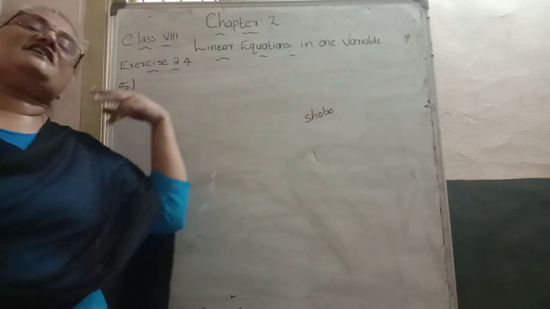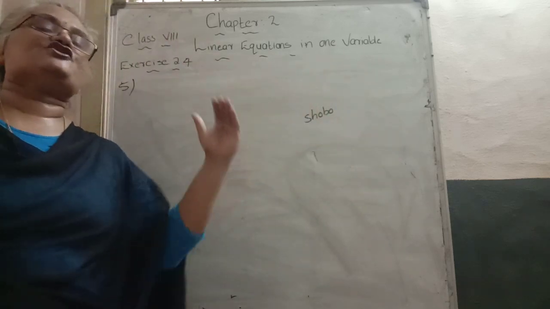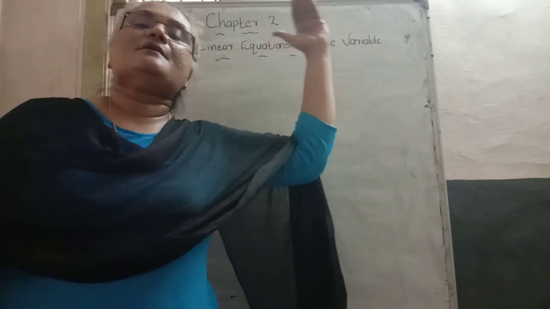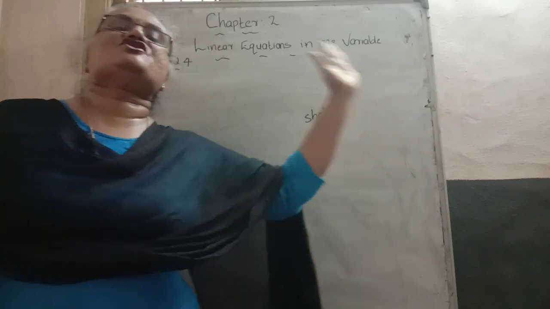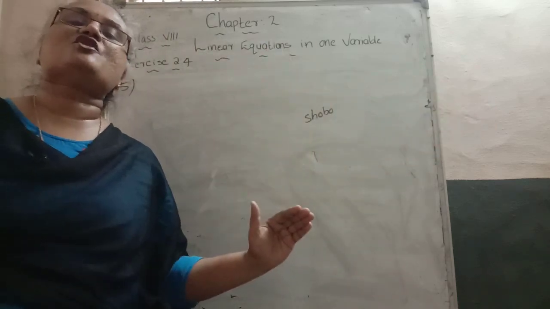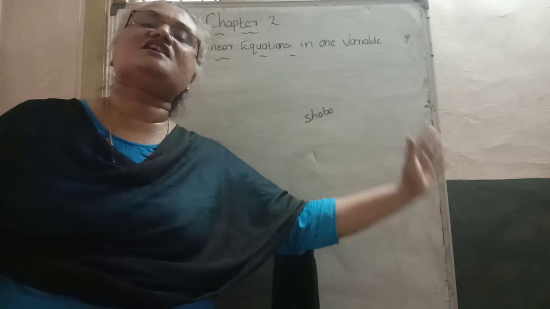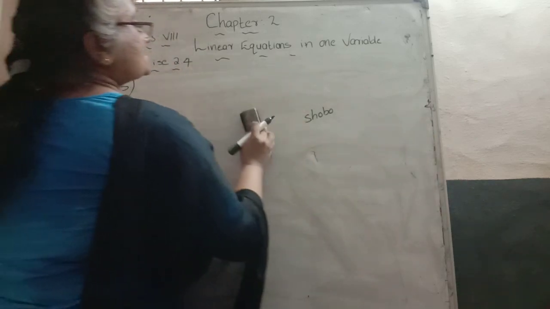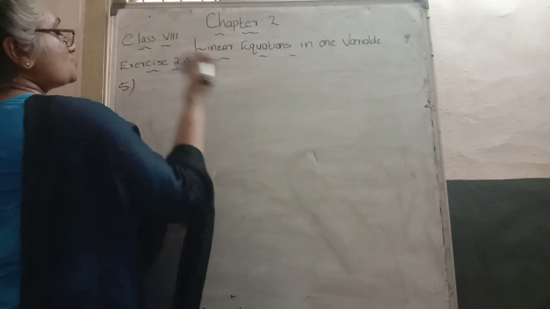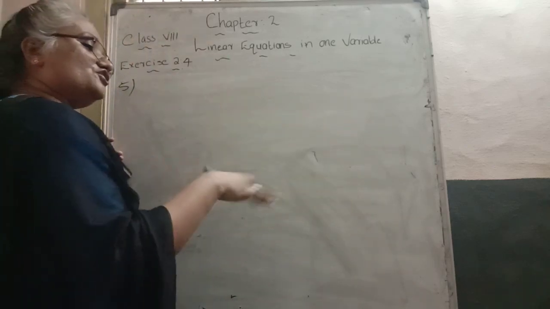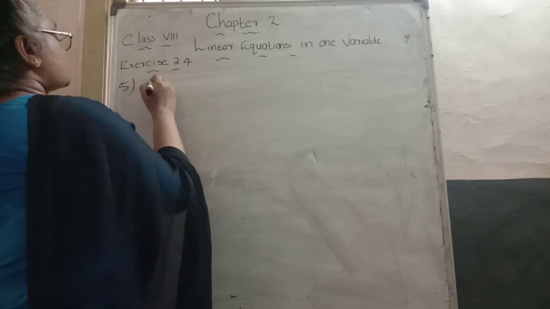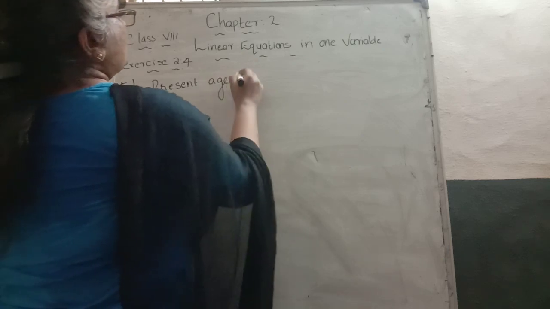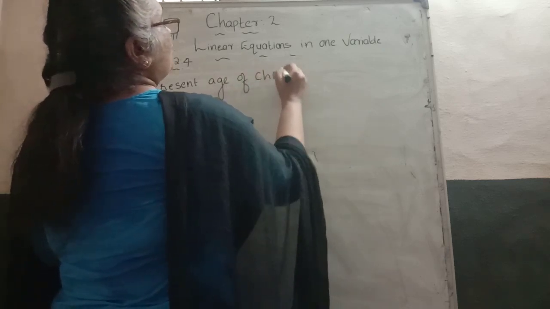Then after 5 years, the child's age is equal to 1/3 of his mother's present age. Then find out the present age of the child and the present age of the mother. They are telling like this. So we want to find out the present age of the child and the mother. The present age of child we don't know, the present age of mother we don't know.